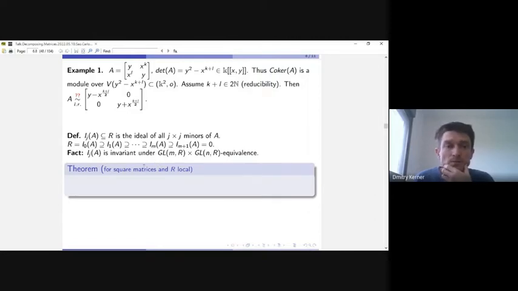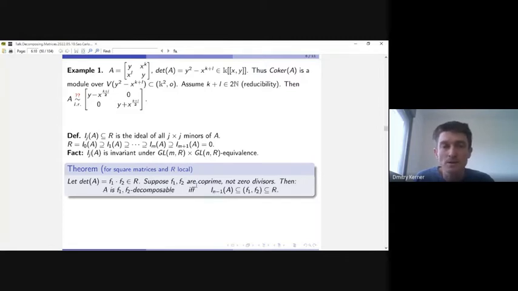And now the theorem. For simplicity, I stated it for square matrices and for the local ring. Suppose the determinant factorizes into the product of two elements. Suppose they both are coprime, and they are not zero divisors. The ring is an arbitrary local ring, so it could contain zero divisors, but suppose these are regular elements. Then A is decomposable if and only if the ideal of almost maximal minors sits inside (F1, F2), the ideal generated by the two elements. This is a very simple, necessary and sufficient criterion.